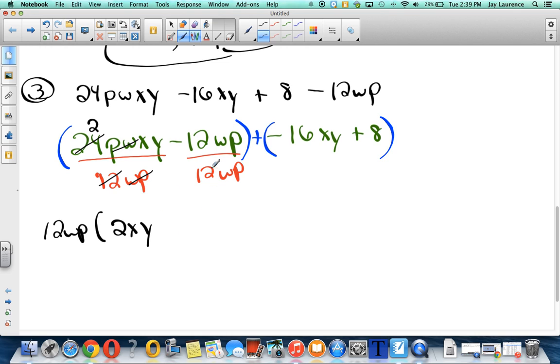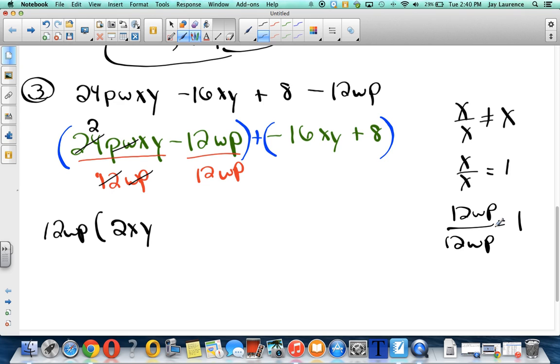Now, so many of you are getting this wrong. It's driving me crazy. X divided by x does not equal x. X divided by x is 1. So 12wp divided by 12wp is 1. It's not wp. It's 1. W divided by W is 1. P divided by P is 1. 12 divided by 12 is 1. Those ones are all being multiplied. It's 1, assuming W and P aren't 0. So I'm going to have a minus 1 there.